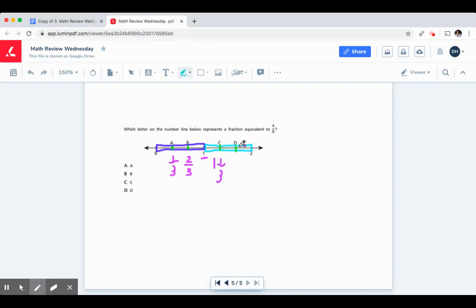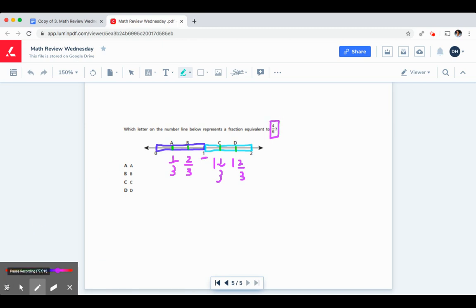What would I label hatch mark D? Correct, it would be 1 and 2/3. And 2 wholes is the same as 1 and 3/3. So now that we have all of our hatch marks labeled, we're better able to figure out which of these fractions is equivalent to 4/6.